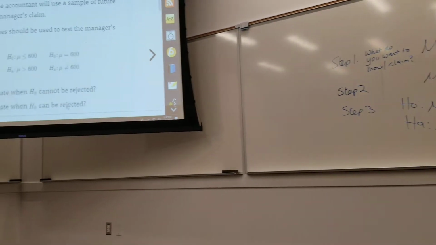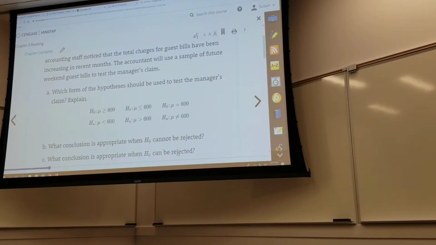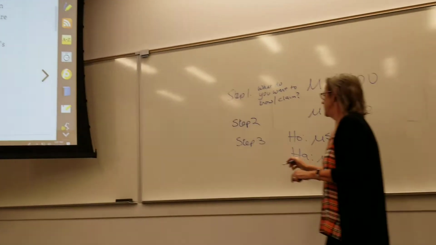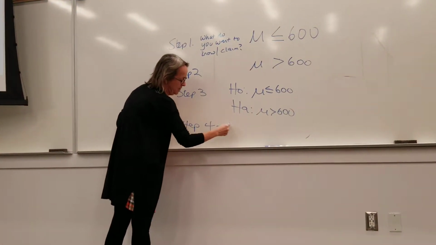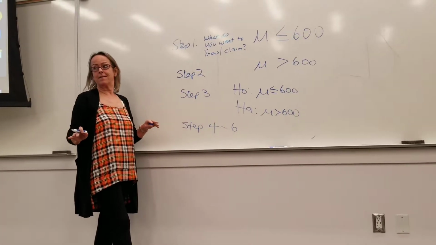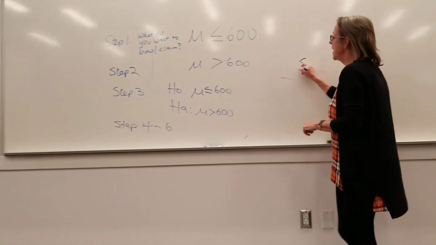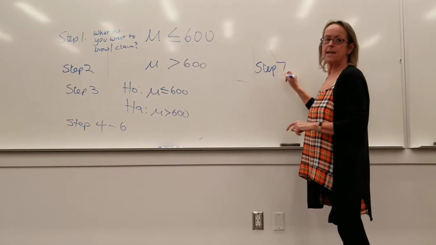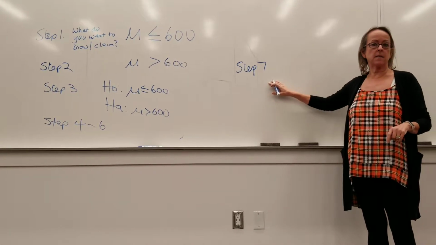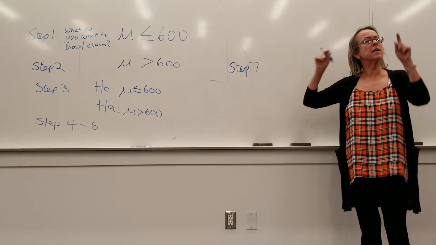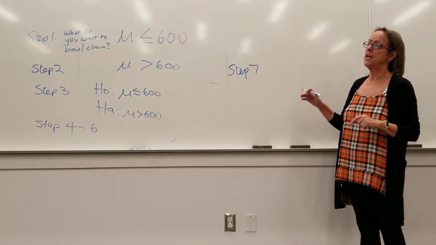So in B it says, what conclusion is appropriate when, so remember I'm going to teach you 4 through 6 later. It's my Who Shot JR, to tempt you to come back to class, a cliffhanger. But I'm kind of telling you the answer for step 7, the whodunit, before I tell you how. This is your final answer, your final decision. Are you going to reject the null hypothesis or not?